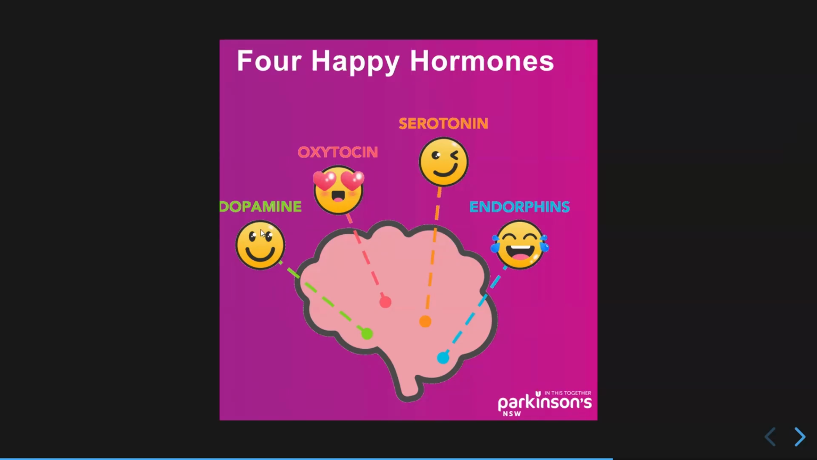Roughly speaking, dopamine is for pleasure, but it's also for, for example, attention and focus. Oxytocin is sort of like warmth and affection. It's secreted a lot, for example, during hugging.